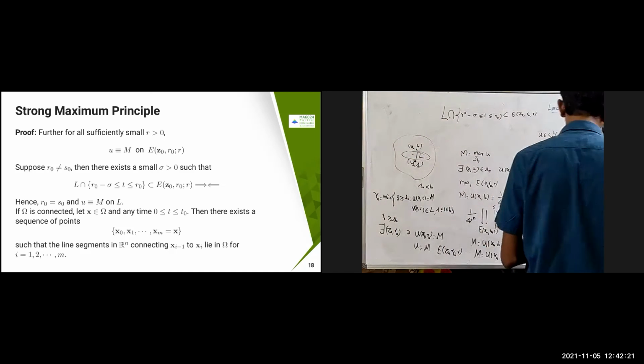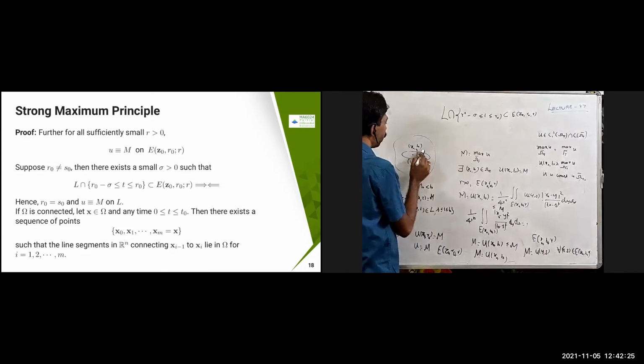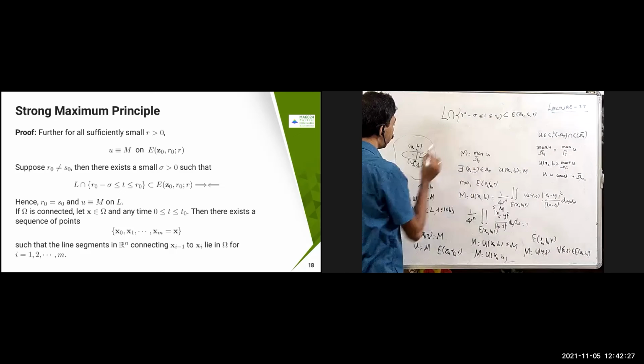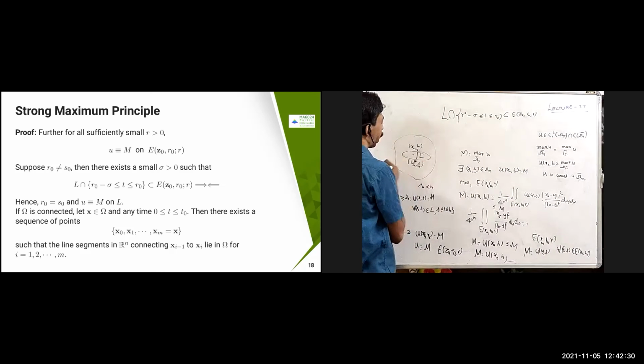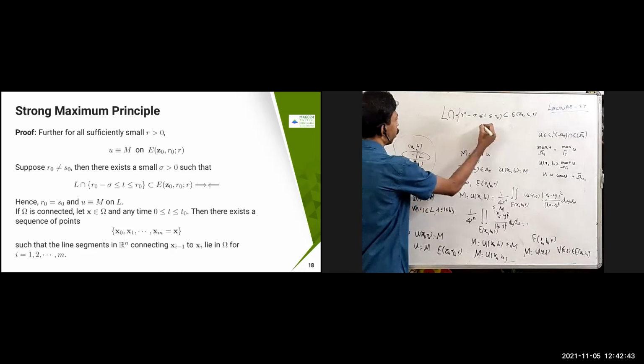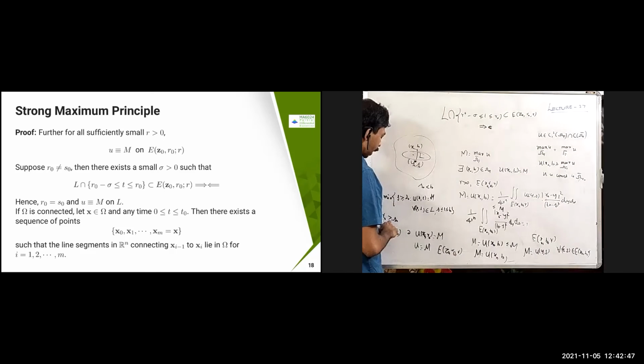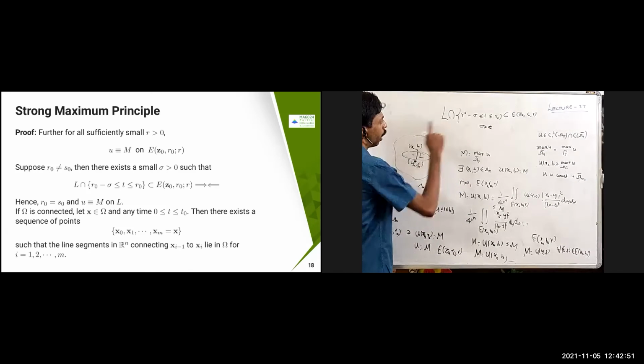But that is not going to be true, because L is not going to be completely in this one. Somewhere an additional term is going to come. So if we take this intersection also, you are not going to get this one. That means it is not going to be the subset, it is not going to be correct, so that is a contradiction. That contradiction comes because I assumed that r0 is not equal to x0.